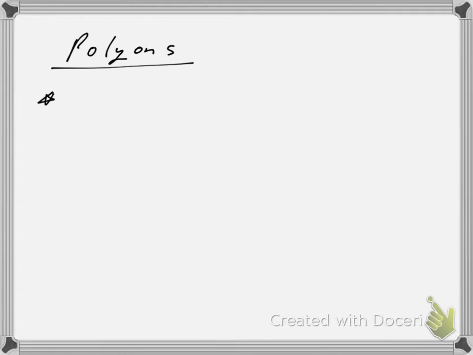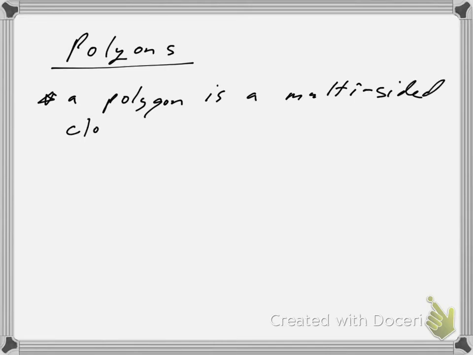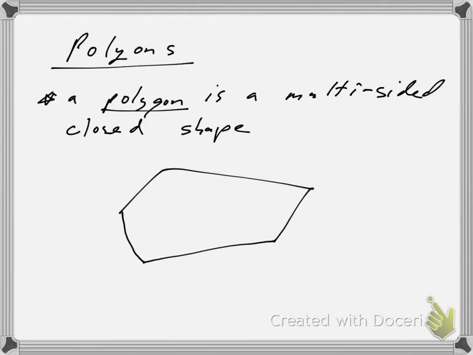A polygon is a multi-sided closed shape. Okay, that's simple. Multi-sided. So this is a polygon, assuming those are all straight lines, which they're not perfect, but you get the idea. That's a polygon. Okay?